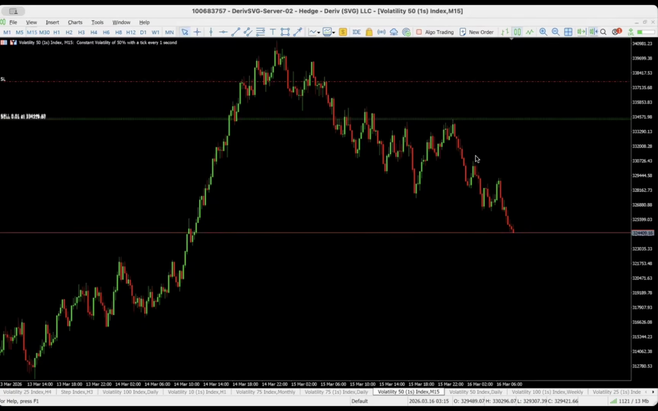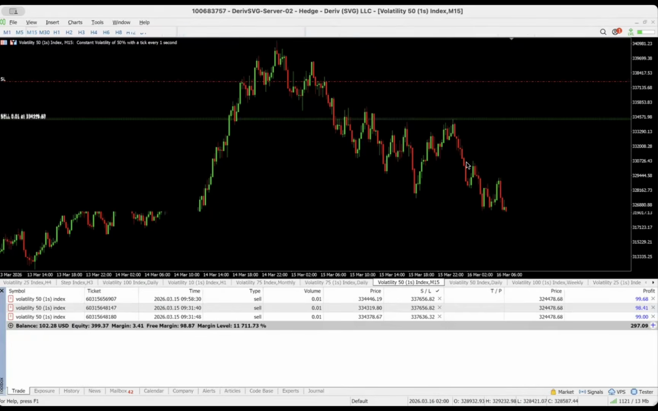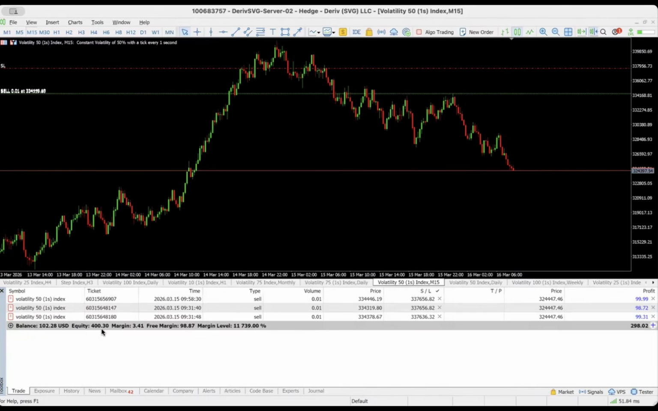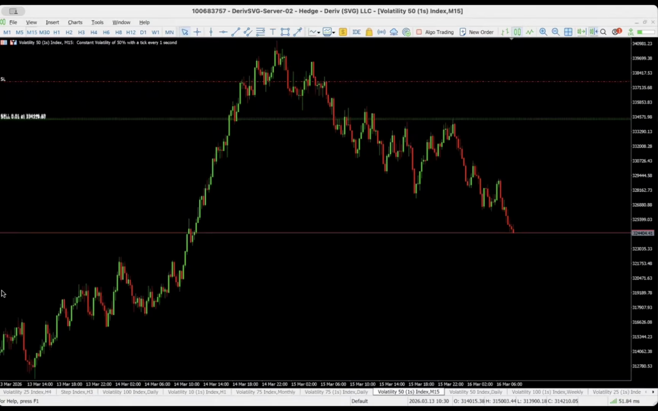Right, a great example is this live trade I'm currently in, and this is a V51S. As you can see, this is a $100 account, and we're already on 400, so we've actually quadrupled it, basically up 300 US dollars here. And so, the reason for the entry is quite simple, right?